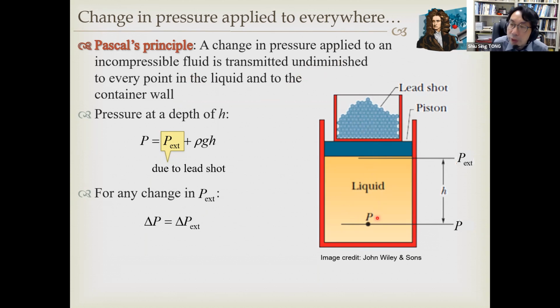Suppose you have a fluid here, which is incompressible, and you now have a piston. Suppose this piston is lightweight, so you don't have to consider its weight. But there's lead shot pressing on it. Okay, so there's a change in pressure, right? I want to know what is the change in pressure at a point P, which is at a certain height h below the liquid surface.